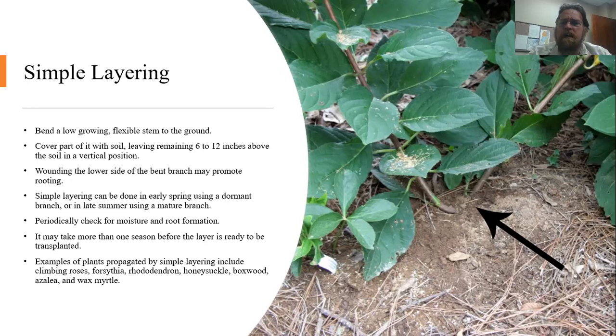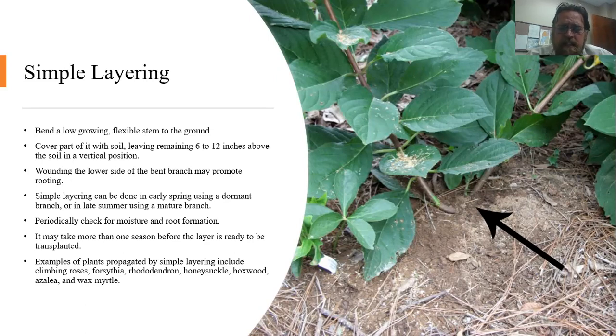Do keep in mind that layering can take time, and it's better to be patient than not, as oftentimes it may take more than one season before that layer is really ready to be separated off from the parent plant. Once it is really well rooted, you can simply cut the section of the branch and then gently take that layer back out of the soil, trying to preserve its root system, and generally move it into a pot.